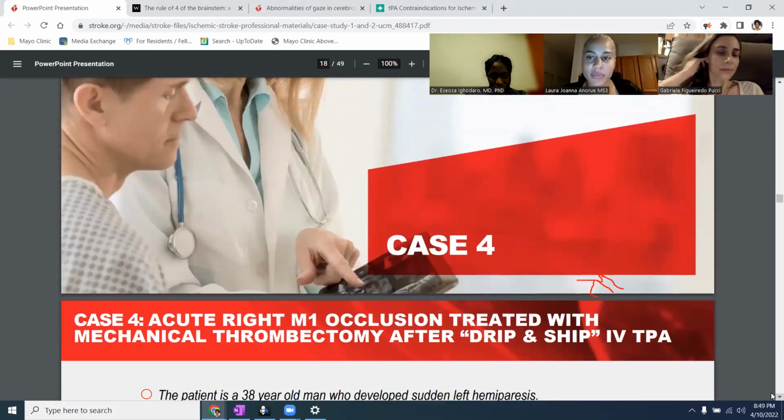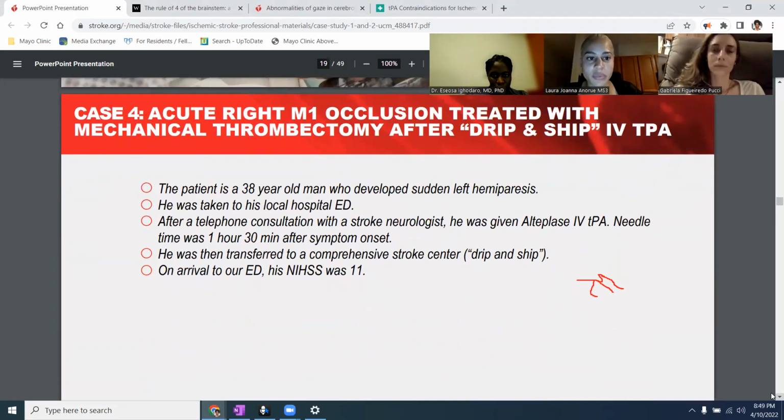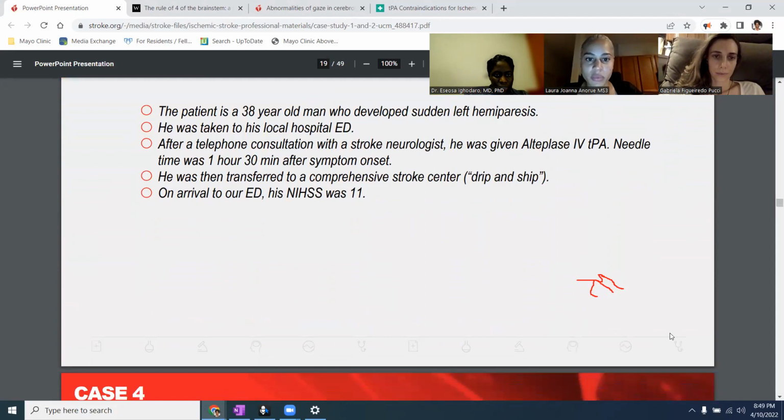So case 4, a 38-year-old male with left hemiparesis. Left-sided symptoms, thinking of the right side. He goes to the ED, with a telephone consultation with a stroke neurologist. So this is like telestroke. He was given TPA, at 1 hour and 30 minutes from onset. He was transferred to come here. Look, the drip and ship! I know what it means. Everyone's dripping and shipping.